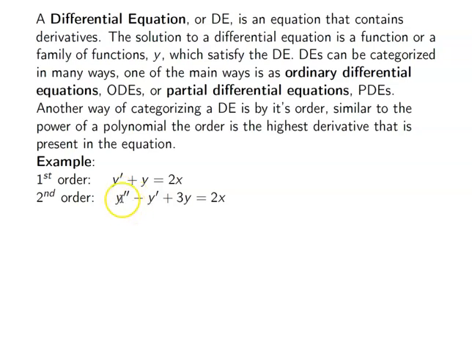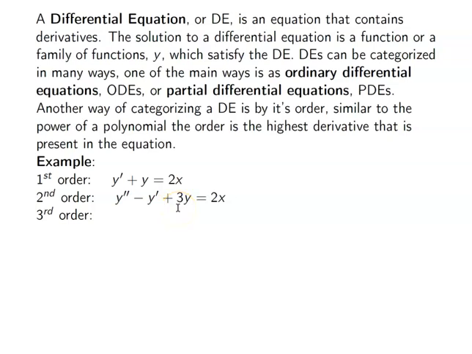So here, for our example, y double prime minus y prime plus 3y equals 2x. So the second derivative minus the first derivative plus 3 times my function will equal 2x. So I would need to find a function that satisfies this combination of derivatives, right?